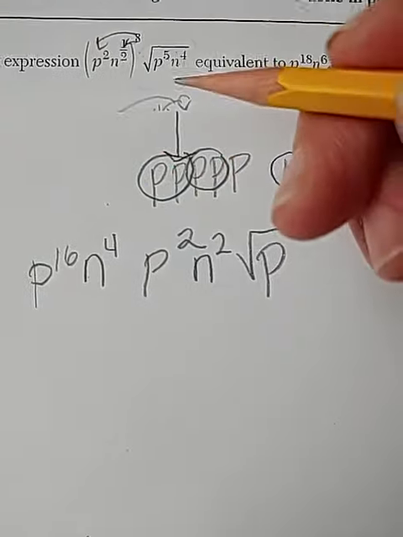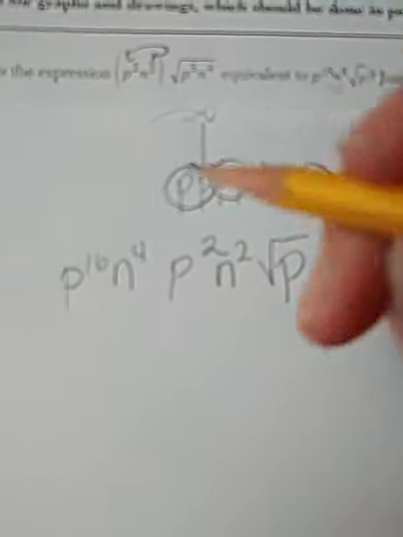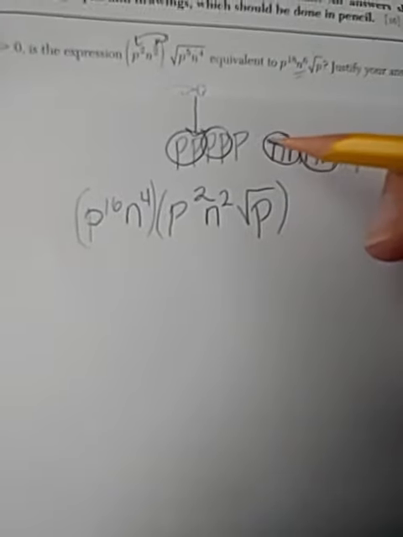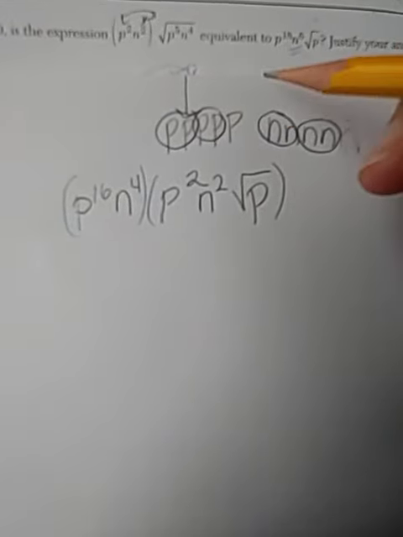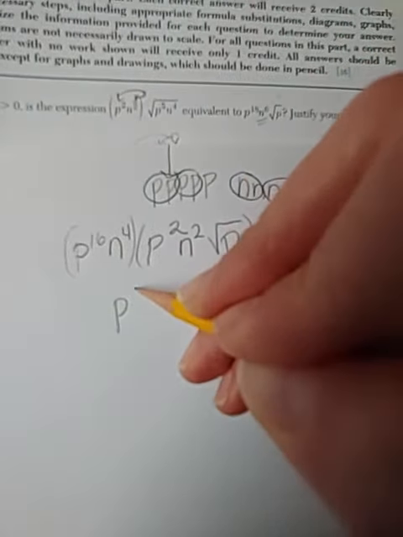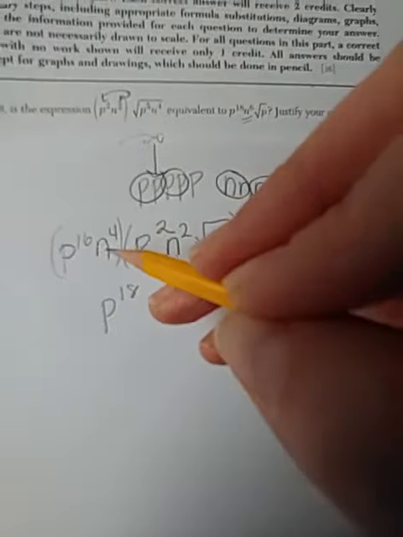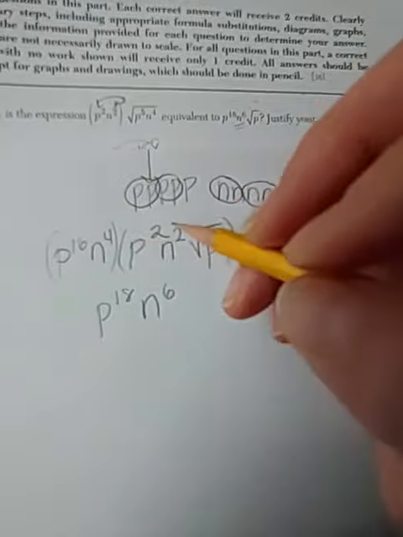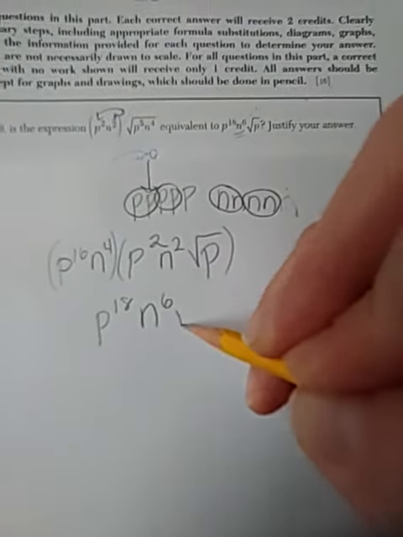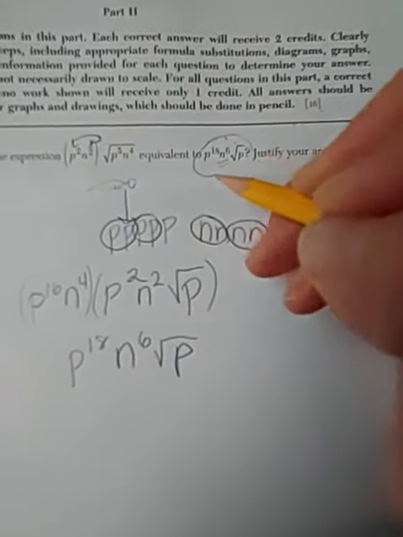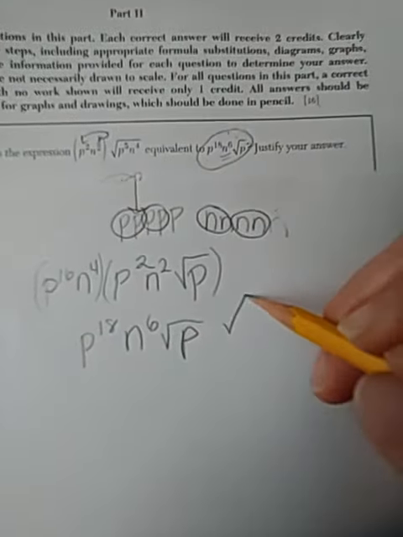Okay, now these 2 expressions are being multiplied together. Now, when I multiply, I add my exponents. So p to the 16th and p squared gives me p to the 18th. And n to the 4th times n squared gives me n to the 6th. I add the exponents. And then this lonely radical just chills at the end. And if you notice, that's exactly what they wanted the expression to be equivalent to.